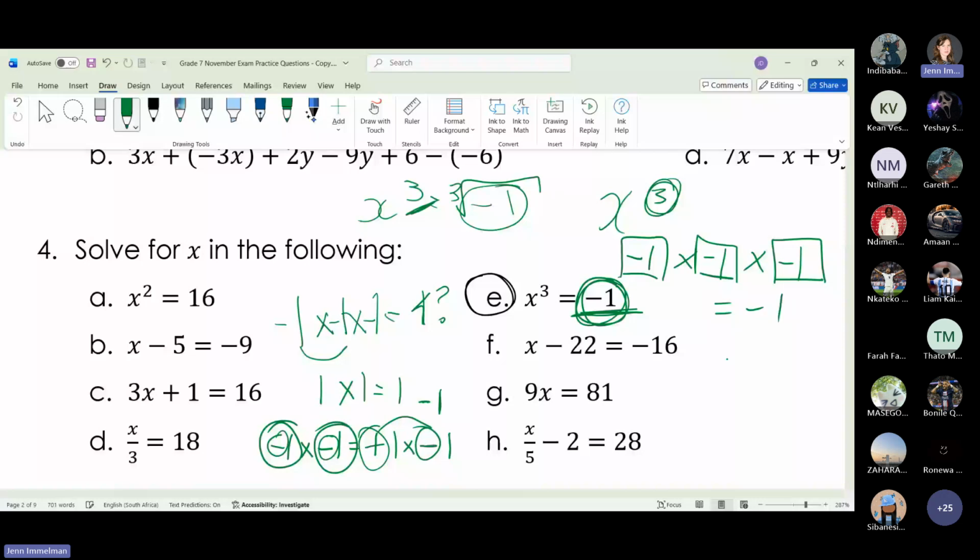So therefore, negative 1 to the power of 3 is equal to negative 1, meaning x is equal to negative 1. In this example, in E, you do not have to worry about steps. The way to do steps for solving for x with exponents, you will only learn in grade 8. Do not worry about steps now. Now you need to be able to know that -1 to the power of 3 is going to be equal to -1. That is what you need to know.